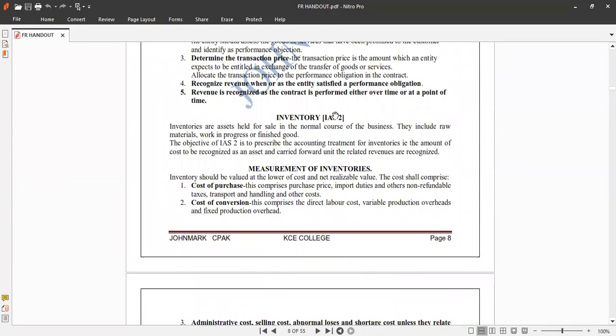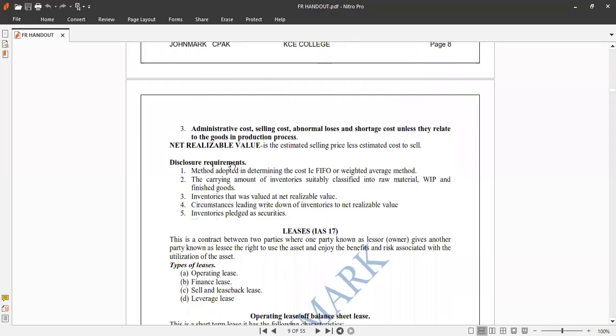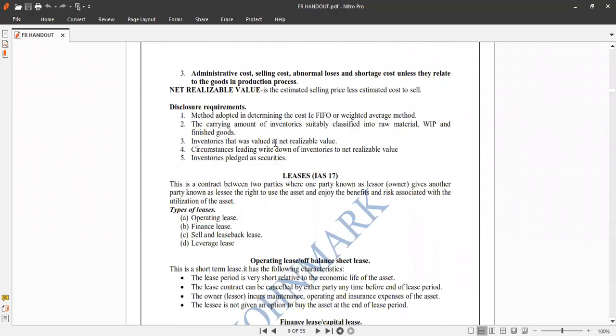Then we have inventory, that's under IAS 2. We'll go through inventory, how to measure inventory, and then the disclosure requirements in relation to inventory. Then we have leases, that's under IAS 17. And this is a contract between two parties, where one party known as the lessor, that's the owner, gives another party known as the lessee the right to use the asset and enjoy the benefits and risks associated with the utilization of the asset. That's what we call a lease. So therefore, this is just a contract between two parties. One is known as the lessor and the other known as the lessee. So the lessor is the owner, the lessee the one using that asset.